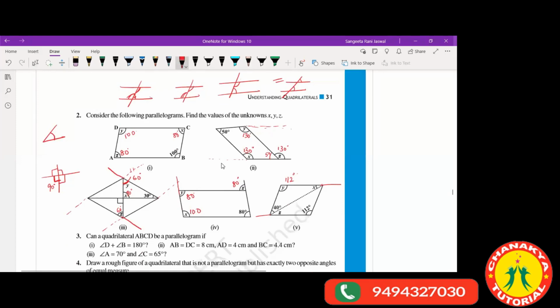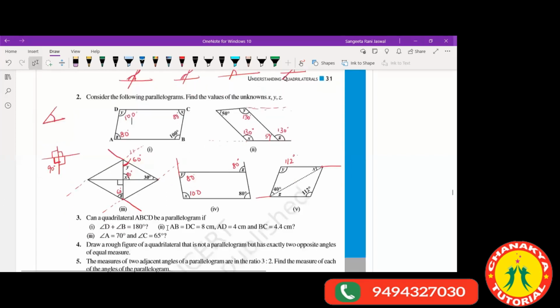So we need to just take a protractor and measure and write the remaining angles? No, dear, you don't need any protractor. Did I take any protractor to explain all this? No, ma'am. I just made use of the properties. If this angle is given as 100, then the opposite angle is also 100. This is the basic property of a parallelogram.